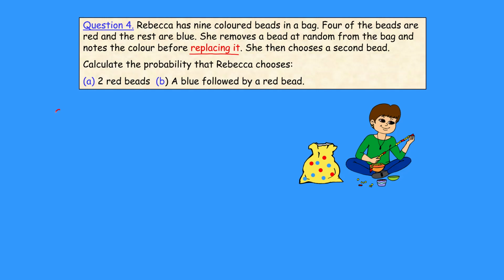Well, for part A, probability of a red and a red is equal to probability of a red the first time is 4 out of 9. And then she replaces the bead, and then the chance of picking a red bead again is 4 out of 9. So we end up with 16 out of 81.